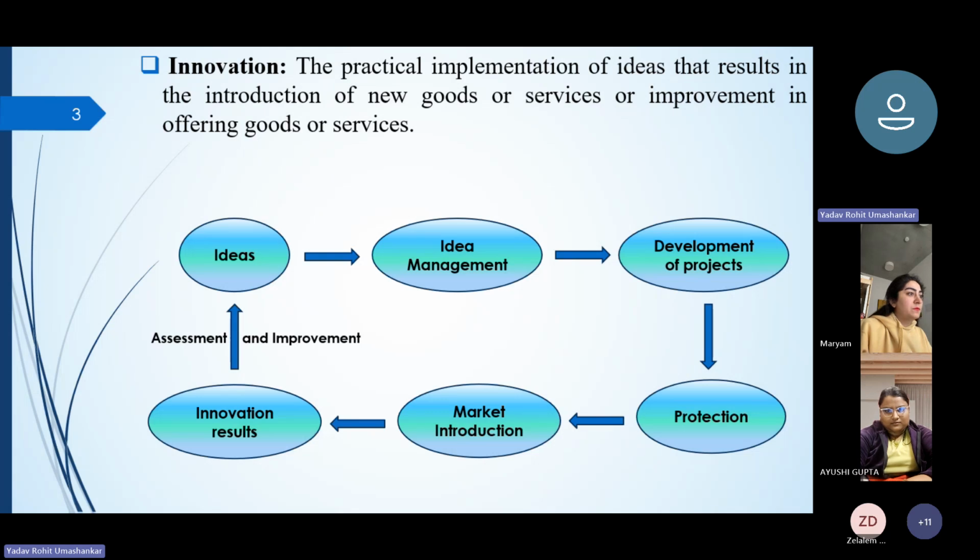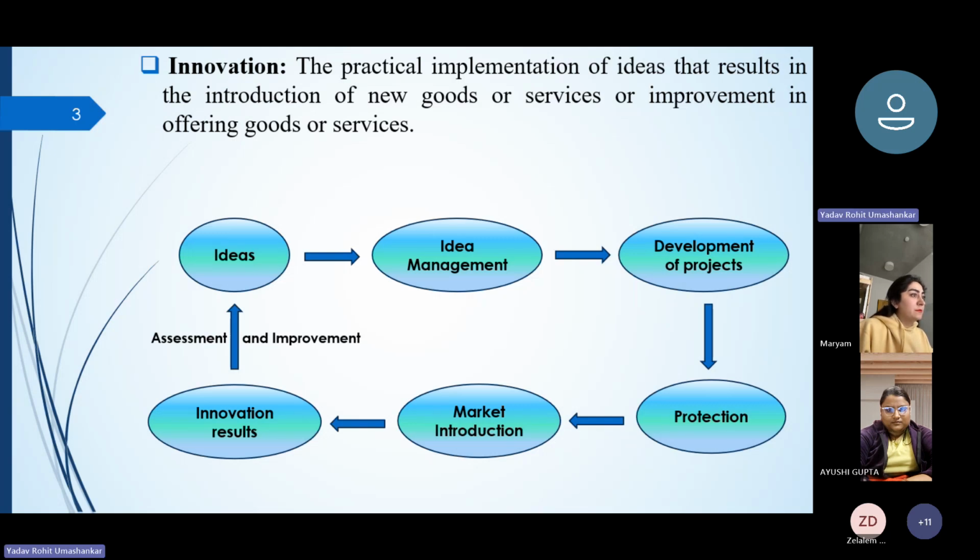Then comes the market introduction. Once you have your right with your invention, you can think about what the market value of the invention is, or how you can put this invention into the market at the commercialization level or the industry level. Then comes the innovation result. Innovation result means the product is available to the public domain in some result form.